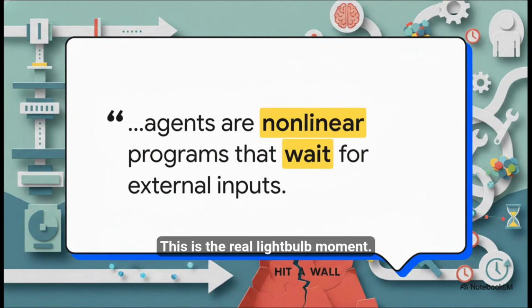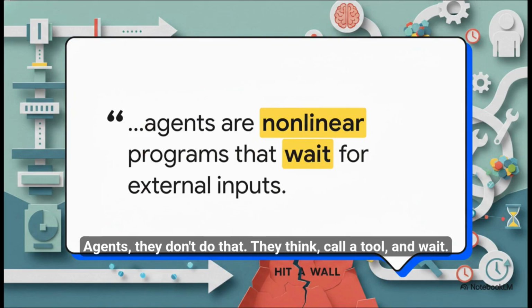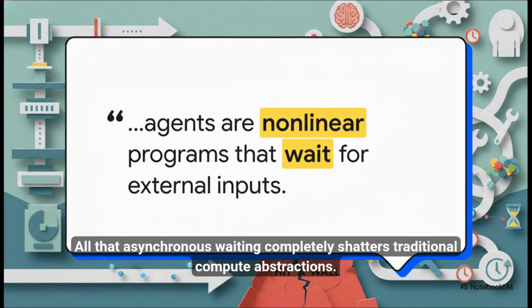This is the real light bulb moment. A traditional web service gets a request, processes it, and returns a response. A straight line. Agents, they don't do that. They think, call a tool, and wait. They ask a human for permission and wait. All that asynchronous waiting completely shatters traditional compute abstractions.